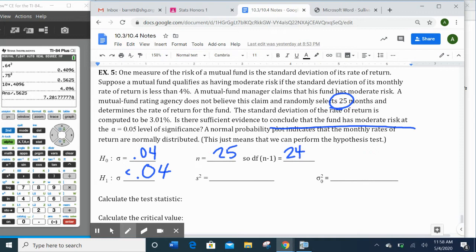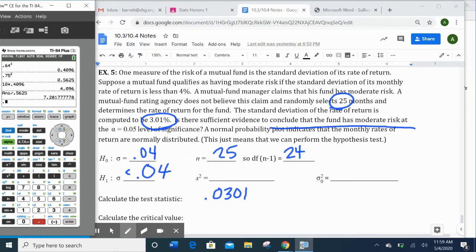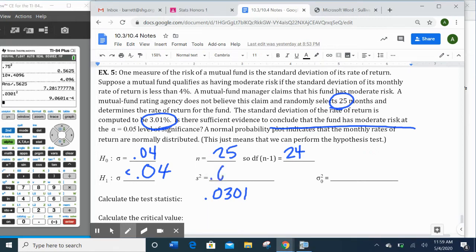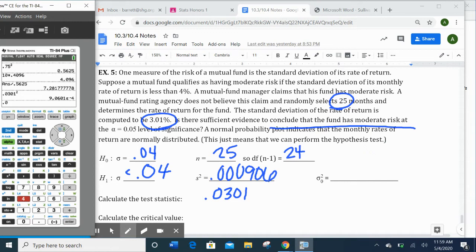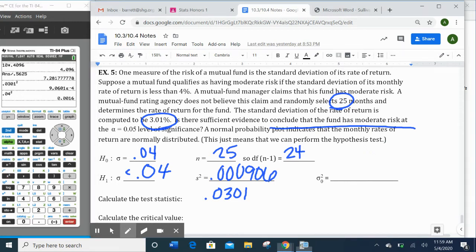S squared is the sample standard deviation squared. The sample standard deviation is 0.0301, so 0.0301 squared is 0.000906. And then the null hypothesis squared is 0.04 squared.